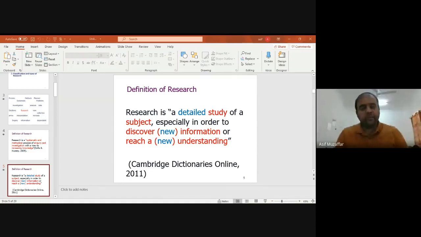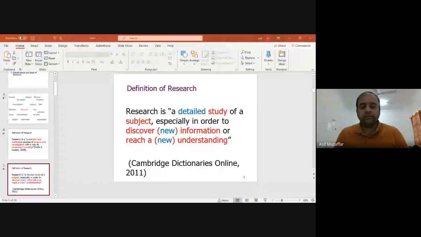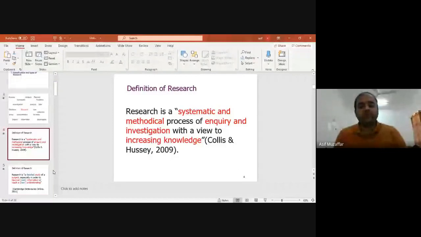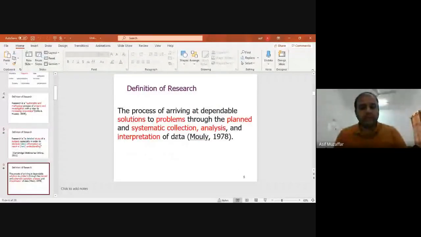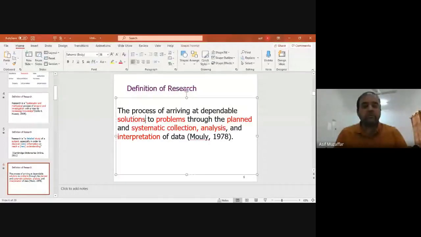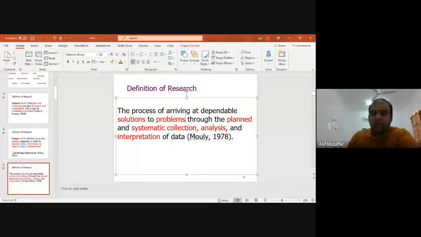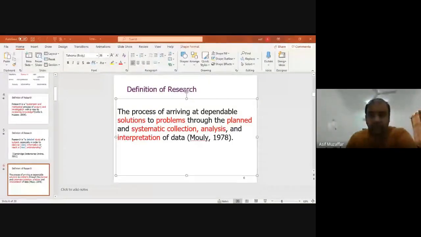So this definition is actually similar to the definition of Collis and Hussey. Then there is a third definition, which was given by Molly in 1978. It says that research is the process of arriving at dependable solutions. Now, in this definition, they are talking about solutions to our problems. Remember, every research is not about finding a solution to a problem.